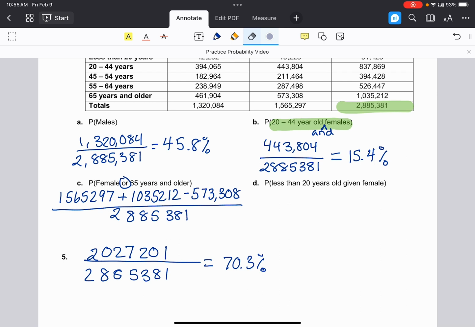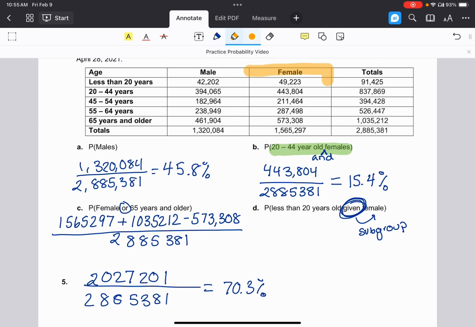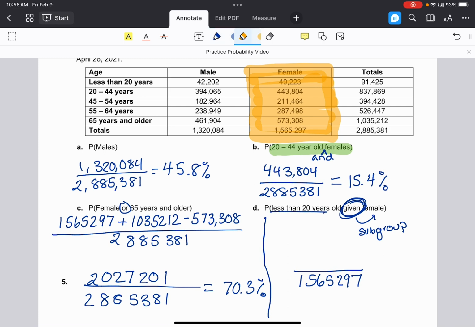Last but not least, we are dealing with less than 20 years old, given that the person is female. Keyword: given. That means we have a subgroup going on, and our subgroup is those females. So I don't care about my whole table. I now only care about the female column. What I've highlighted in orange is all I care about, which means my total now is not the 2 million, but the 1,565,297 females. And of those females, how many were less than 20 years old? Less than 20 years old is the top row, and that's only 49,000. Setting that up, it's only 3.1% of that subgroup.